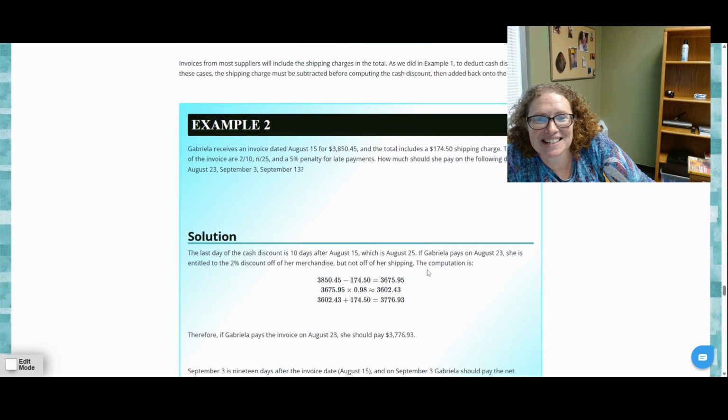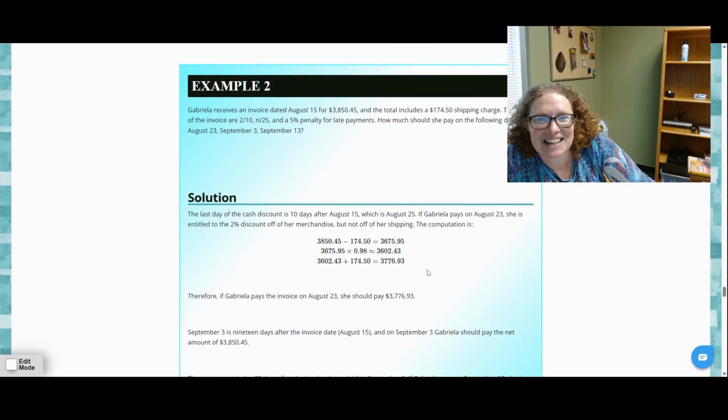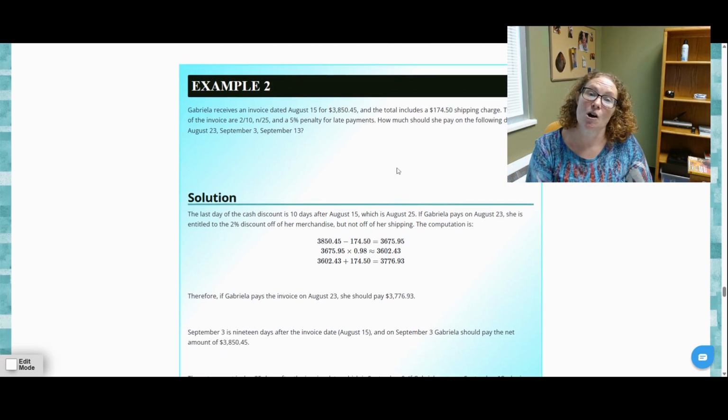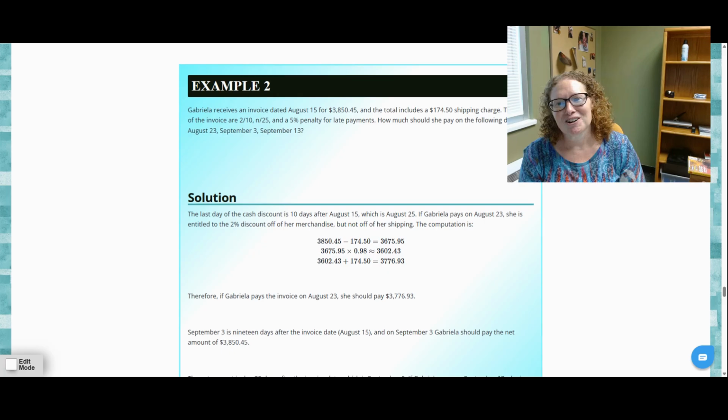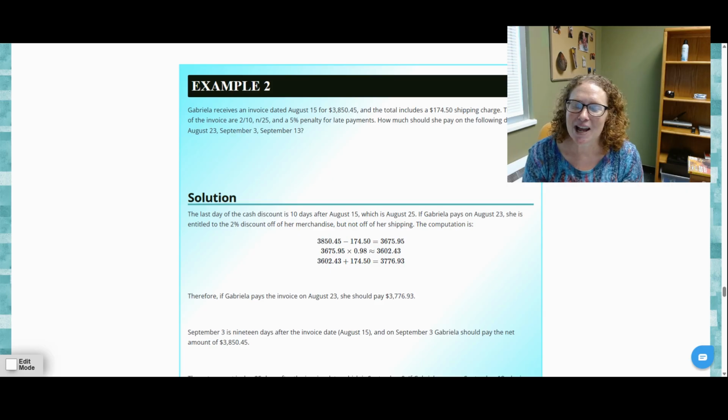Okay, next example. Gabriella receives an invoice dated August 15th for $38.50.45, and the total includes a $174.50 shipping charge. Remember, we have to subtract that out if we are going to pay within the discount dates. The terms of the invoice are 2/10, net 25, and a 5% penalty for late payments. So we want to know how much she would pay if she paid on the following dates.